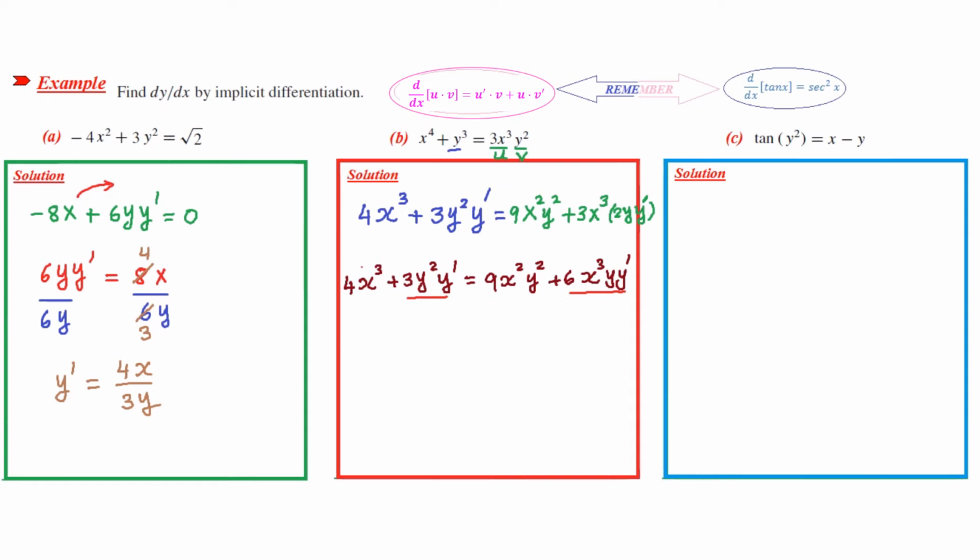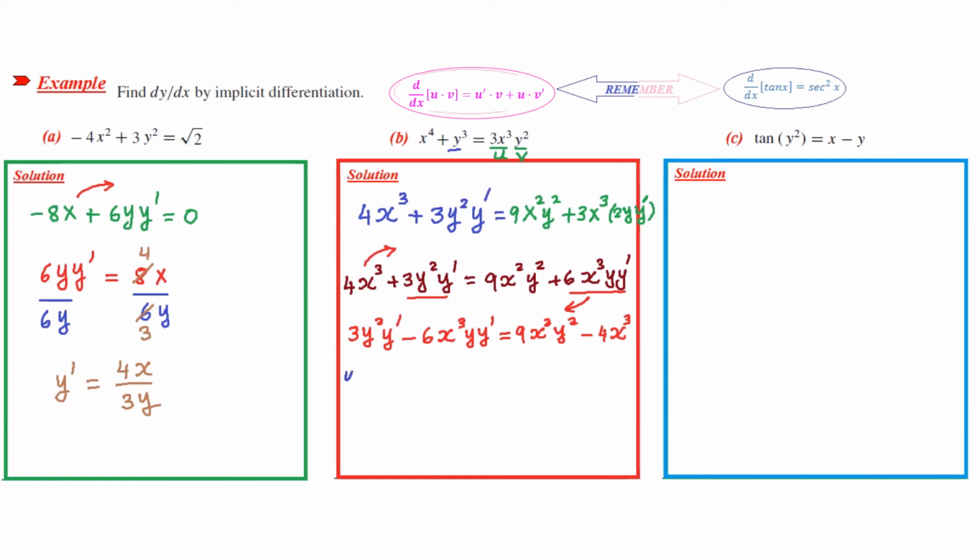So you have to move 4x cubed to the right hand side and this one to the left hand side, and you will get 3y square y prime minus 6x cubed y prime equals 9x square y square minus 4x cubed. Now you have to take the greatest common factor between the two terms on the left hand side, which is y prime.